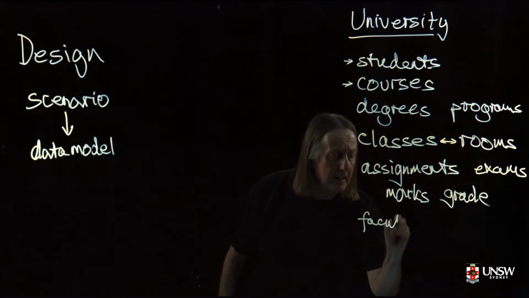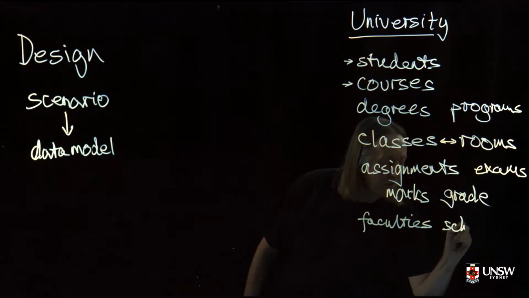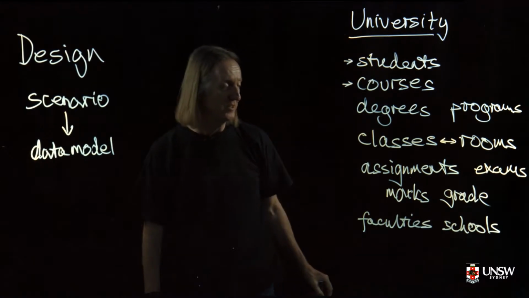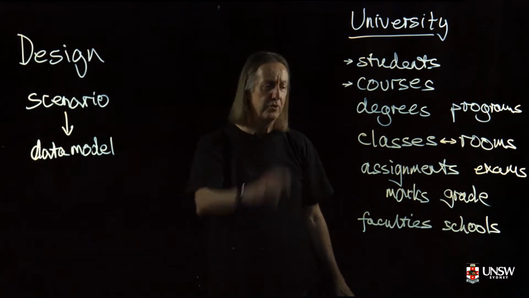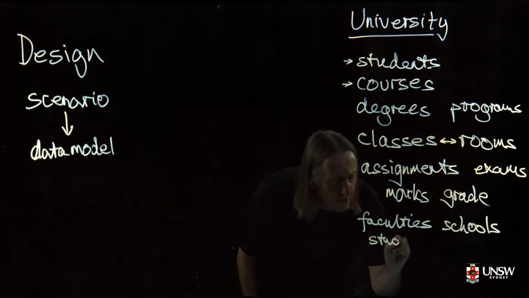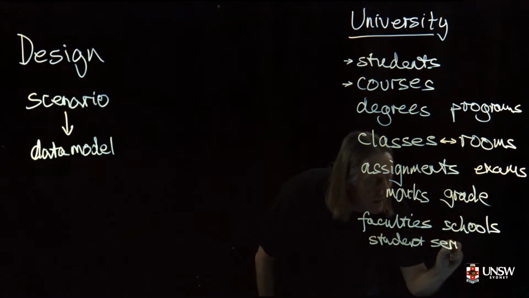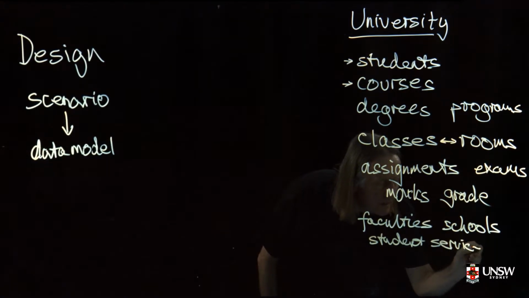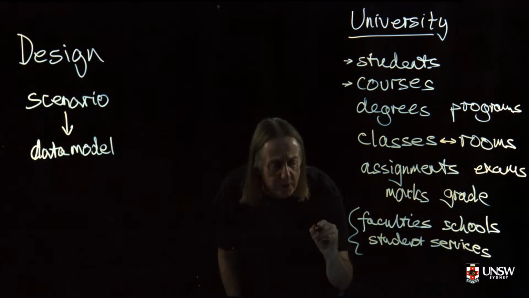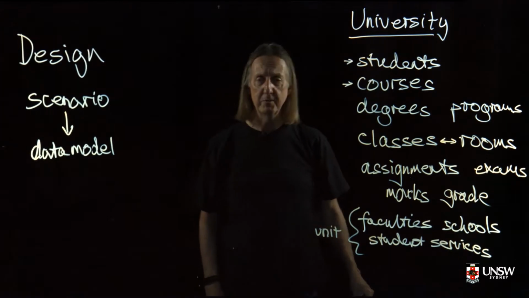Other things that might potentially be interesting: faculties and schools. Ugh, that looks like a backwards 5. Right, so schools. Also, for students, one thing they're obviously interested in is student services. And to some extent, all of these things are really examples of organisational units within the university.